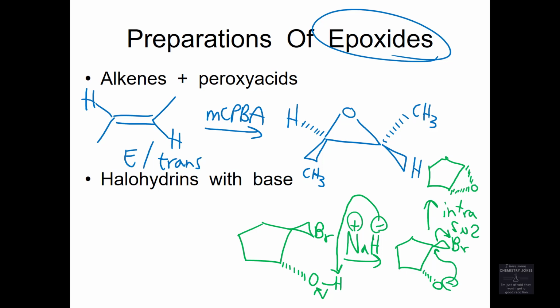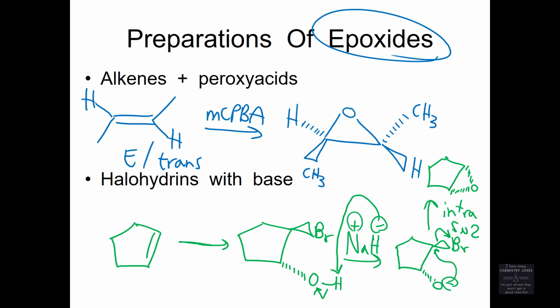Why did I start drawing that thing in the middle? Because I wanted to show you that both ways to make epoxides really start with an alkene. Yes, this one said an alkene plus peroxy acid because that's making an epoxide in one single step, adding a peroxy acid like MCPBA. But if you have an alkene and you turn it into a halohydrin, then you add base, you can turn it into an epoxide. So it's a two-step way to make an epoxide.